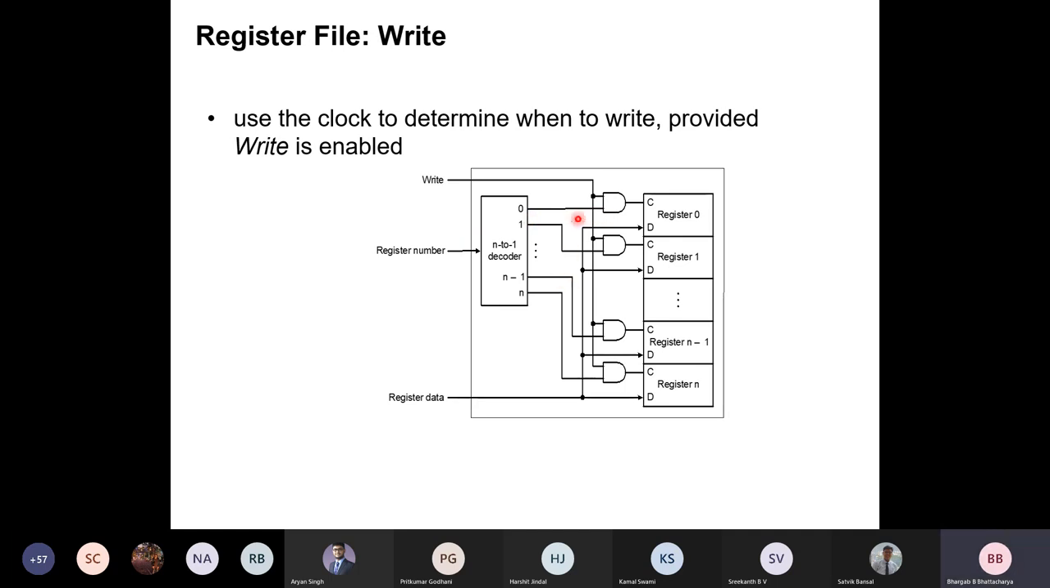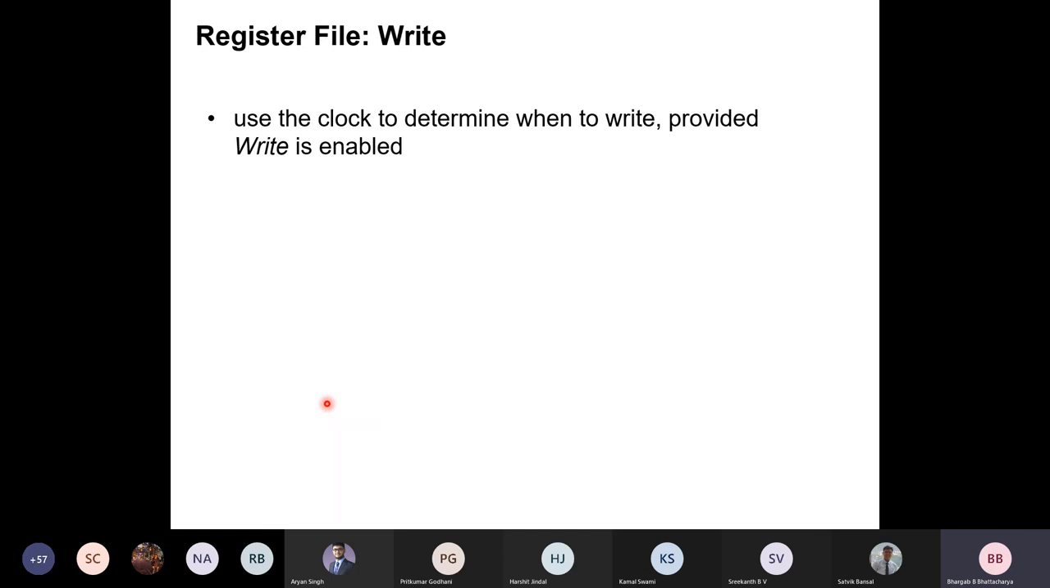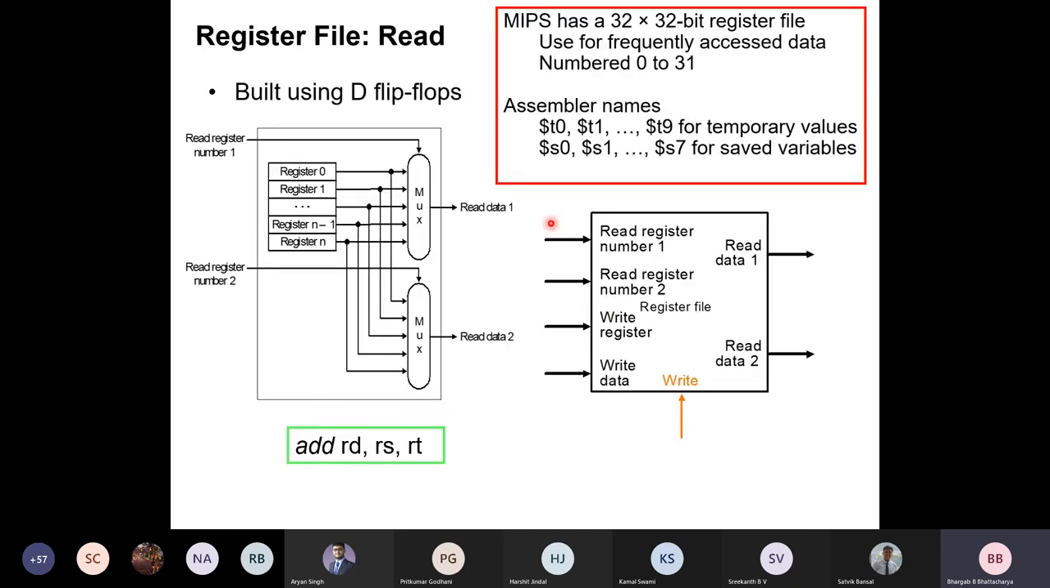Okay, and this decoder actually selects the destination register from the register file, and then you make this write line enabled. This AND gate takes care of that, and the data to be written is supplied here to the particular register. So that's what is inside the register file, which you don't see. Everything is represented using this box.